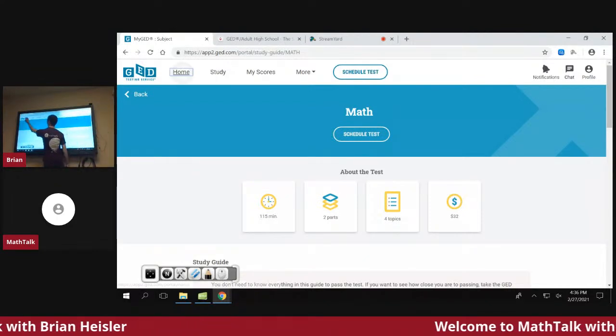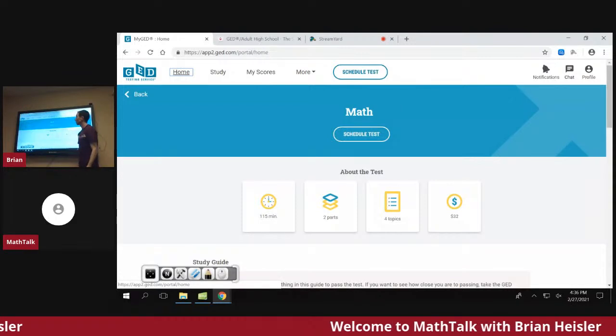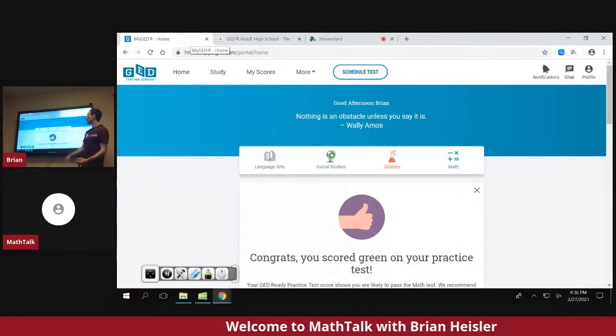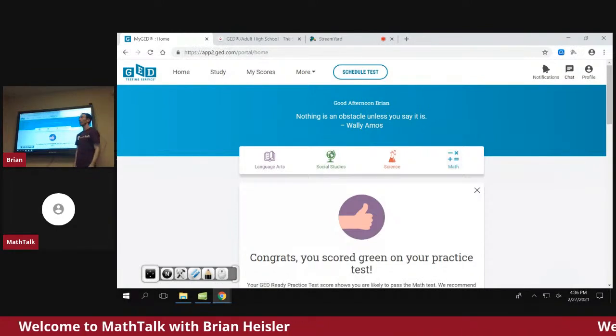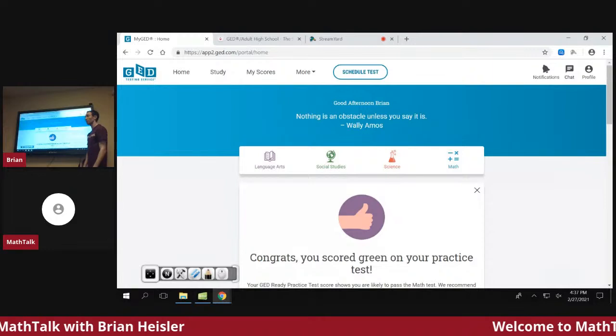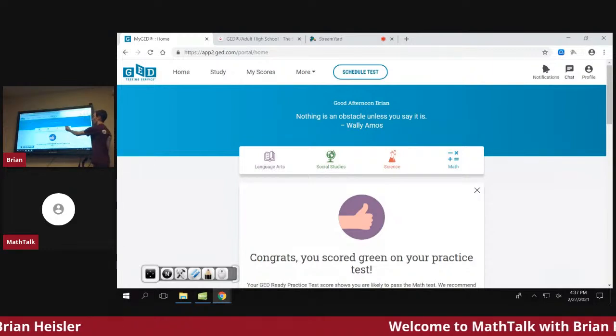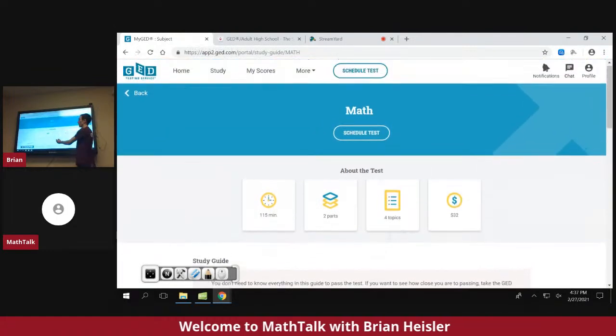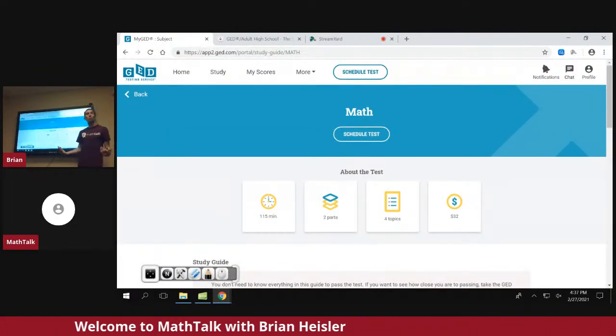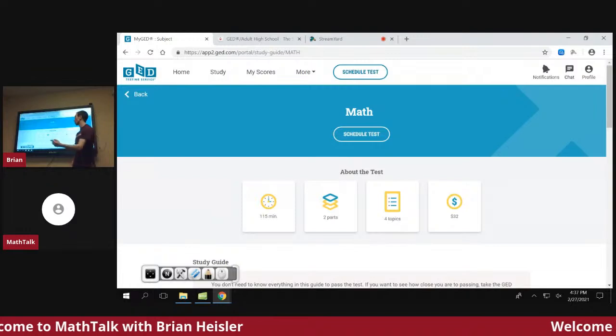So again, once you click on the GED.com website, you'll be taken to the home page. You can just click right on this math icon right here, and it'll take you to that information. Give it a second or two to load, and it'll go right there. So I encourage you to check it out. And obviously you saw as well, there's the other subjects that you can check out too.